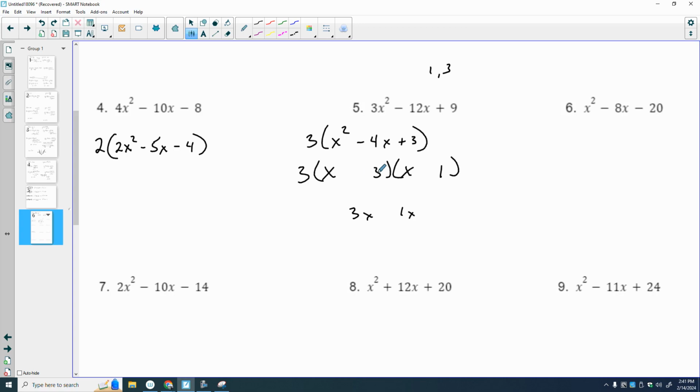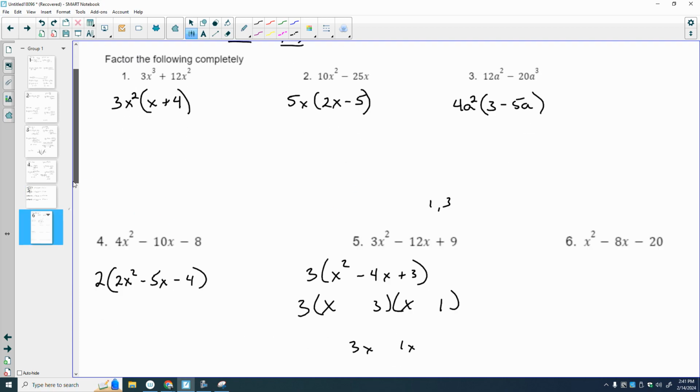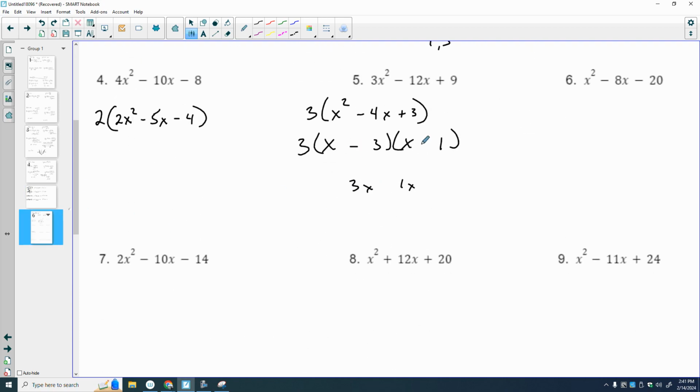So my answer is x 3, x 1, but I have to figure out what sign goes here. Also notice, if this sign is positive, these two signs are the same. If these two signs are the same, I have to match the middle number. So the sign of the middle number is negative. So these two signs have to be negative. And we're done. X times x is x squared. Minus 1x minus 3x gives me a negative 4x plus 3.